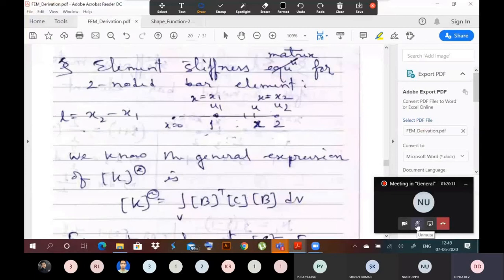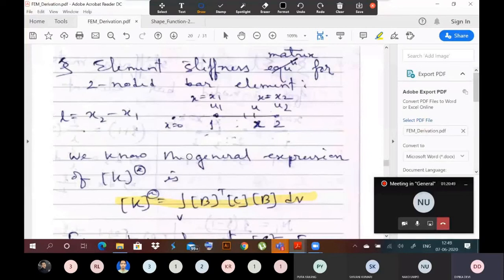Node 1 has displacement U1. Node 2 has displacement U2. At any point, we have displacement U. At node 1, x equal to x1. At node 2, x equal to x2. At this particular point, the value of x is equal to x. I have used the Cartesian coordinate. It is also possible to use the natural coordinate. You'll get the same expression ultimately.